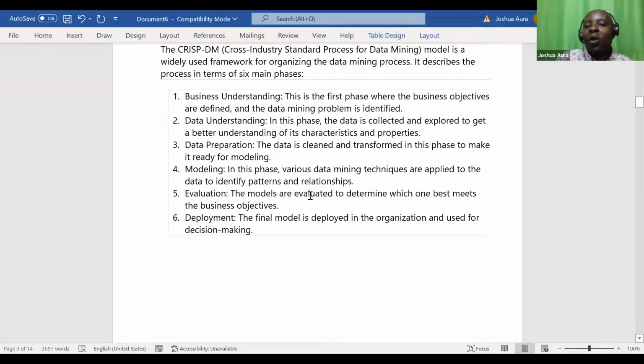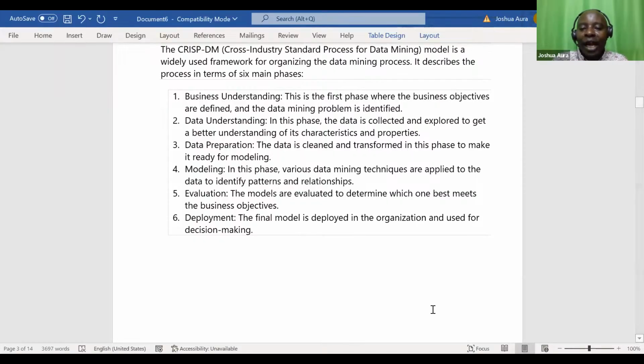The models are evaluated to determine which one best meets the business objectives. Of course, at the end of the day, ladies and gentlemen, you may come up with various models here. It could be a simple regression model. It could be a multiple regression model. At the end of the day, they should be evaluated for you to see between the two which one is able to give us better predictions. So there must be evaluation of the models that have been developed. And then, the moment you discover what you would want to make use of, you have to deploy. Deployment: the final model is deployed in the organization and used for decision making.